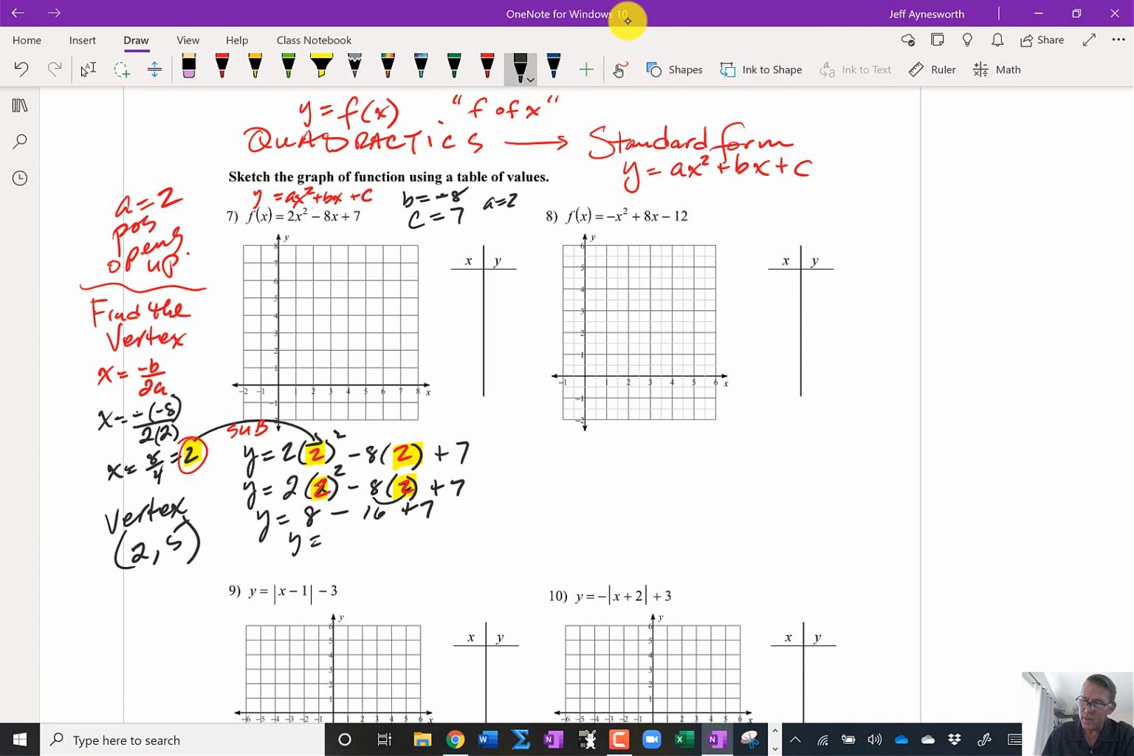8 times 2 is 16. 8 minus 16 is negative 8. And when you add 7, you get negative 1. So the vertex is not 2 comma 5, it's 2 comma negative 1. Okay, I just showed my humanness.